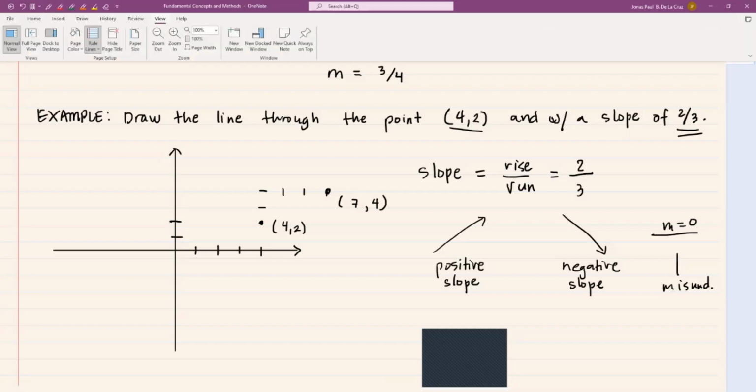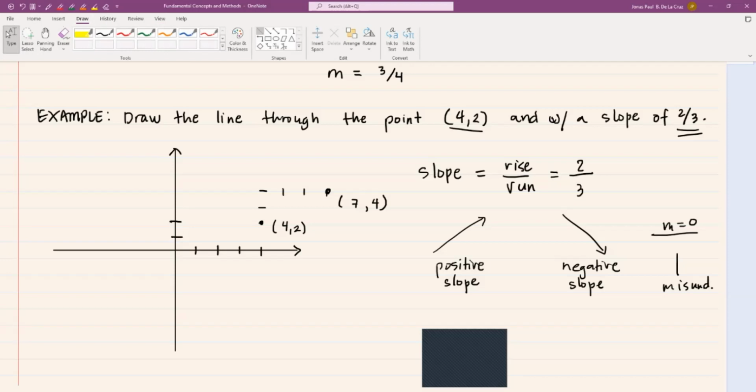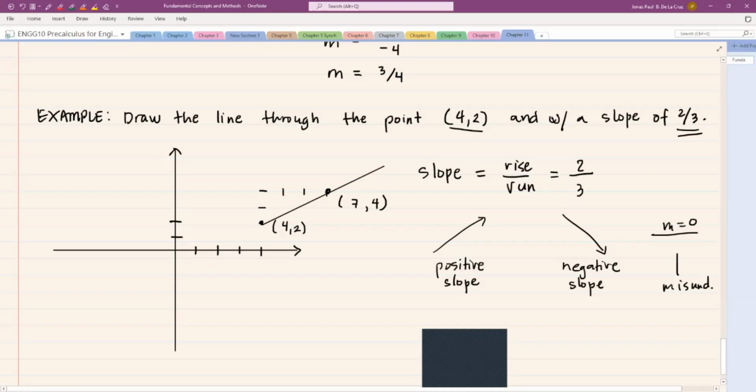Yun lang naman, kasi meron na tayong point, kailangan lang natin ng dalawang point para ma-draw yung line. Yan, assuming na dumaan siya doon sa point na yun. Okay? So ganun lang yung pag-plot ng line if you are given a point and the slope of the line. Okay?